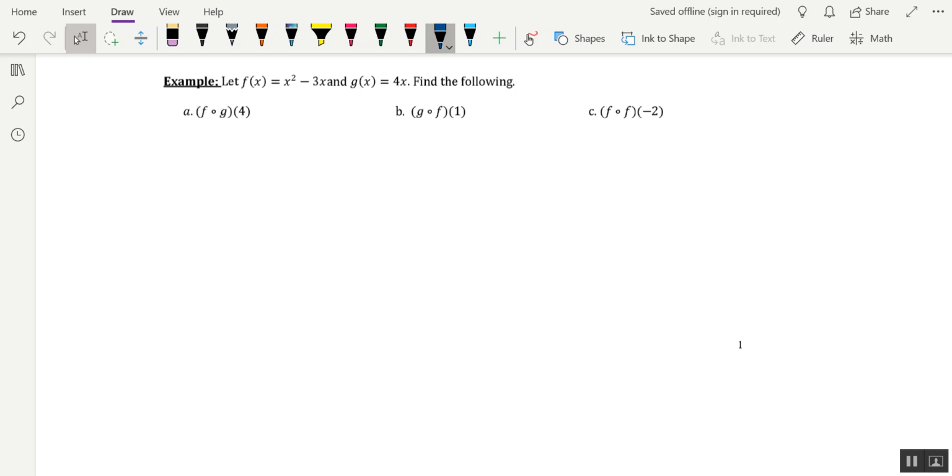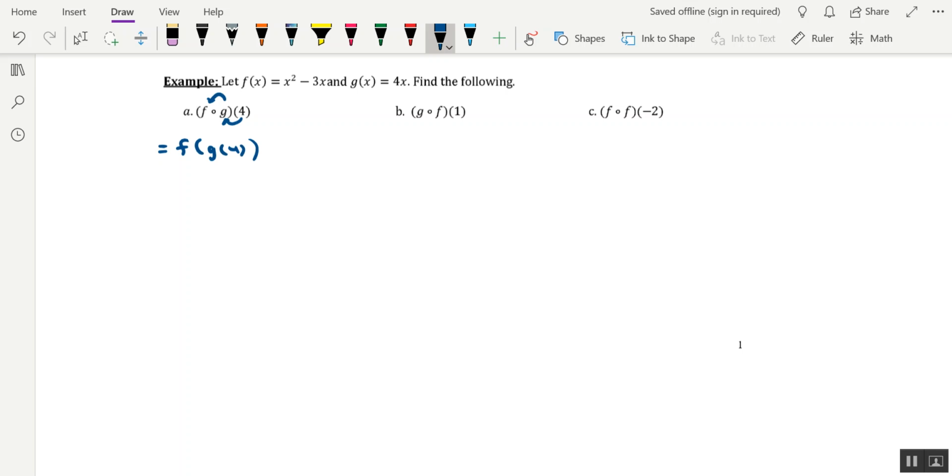In part A, we have f of g of 4. And keep in mind that you kind of want to think backwards in how you operate with the composition notation. So for instance, the first function we'd actually be using here is g of x, and then whatever comes out of g of 4 is going to get plugged into f of x. So in other words, we have to figure out what f of g of 4 is.